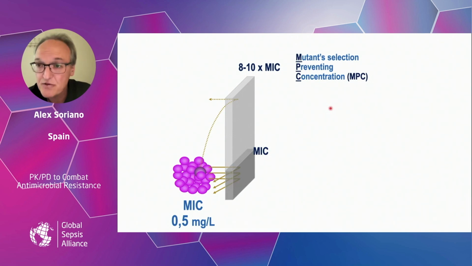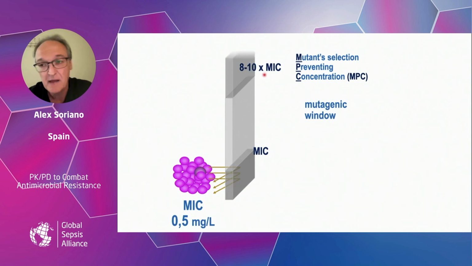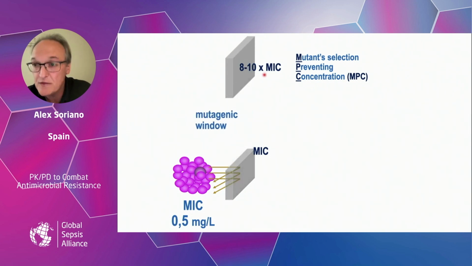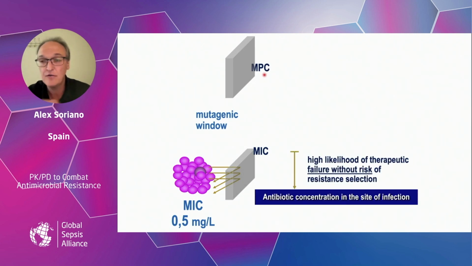But here emerged the first definition that I wanted to introduce to you. That is that the MIC of the first spontaneous resistant strain is what we know as the MPC, or Mutant Selection Preventing Concentration. This is the first definition. And the second definition I wanted to introduce is the mutagenic window. The mutagenic window is the concentrations that range from the MIC to the MPC. And this is important because with these two concepts, we can illustrate what happens in my patient according to the dosage, according to the concentration that I achieve at the infection site.